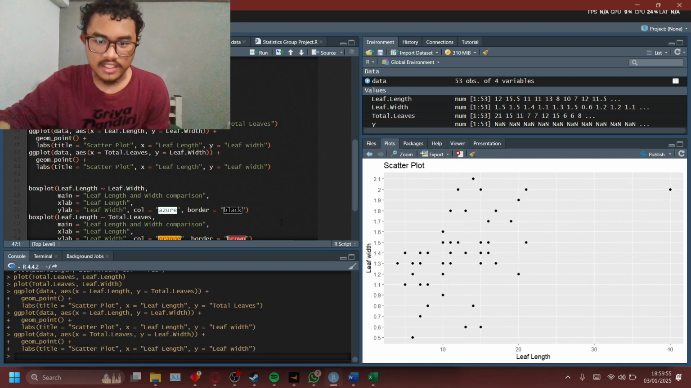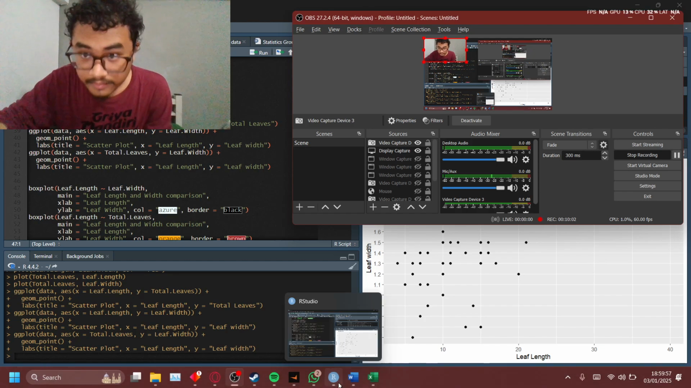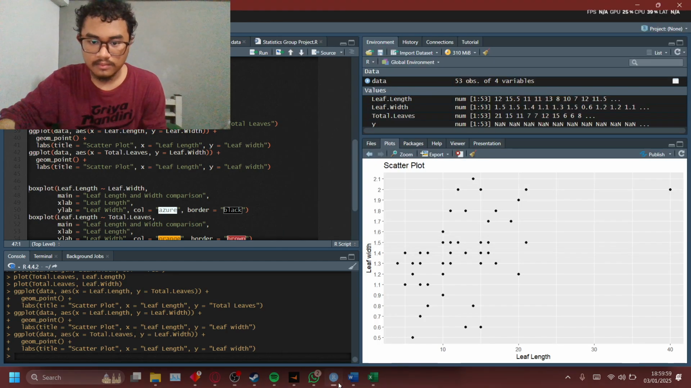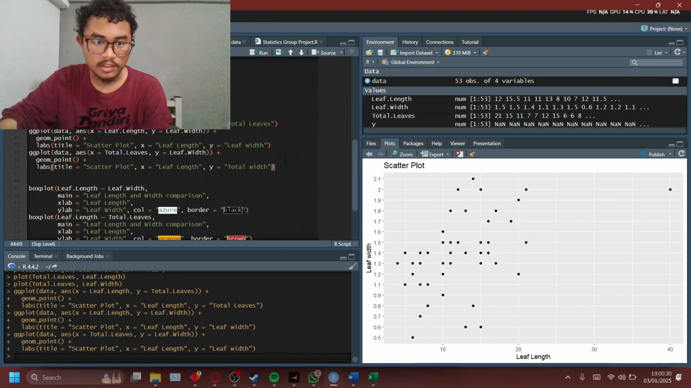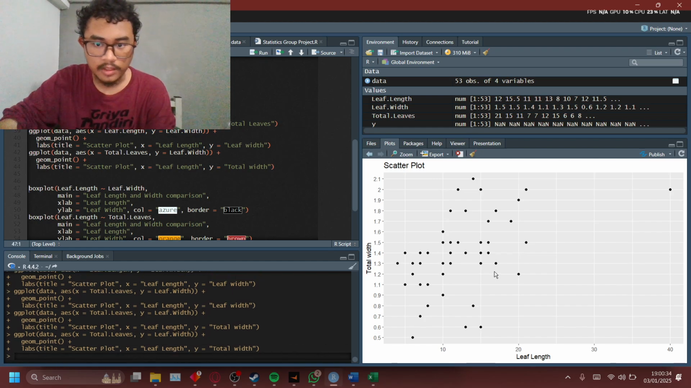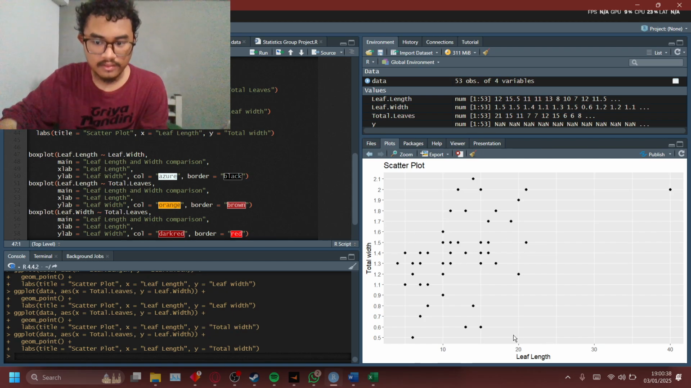Whoa, look at this monstrosity right here. Oh wait, I forgot to change the name. Hold on. Right, that was weird. But it should be normal now. Yeah, normal now. Total width, leaf length. Right, normal.